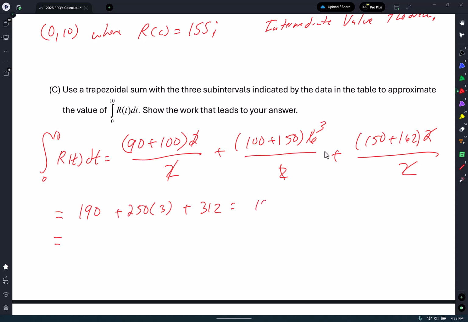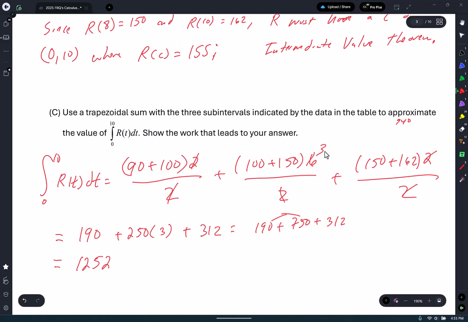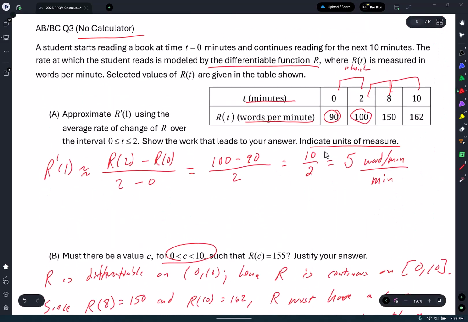You're courageous. 190 plus 250 times 3, that's 750 plus 312. All right, let's see. 750 plus 190, 750, 850, 950, that's 940. And then 940 plus 312. 940, 1040, 1140, 1240, 1250, 1252. Unless I messed up. I make errors all the time. And if you wanted to, they're not asking. Are they asking for units? They're not asking.